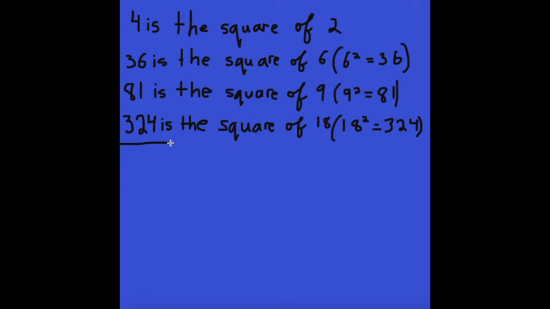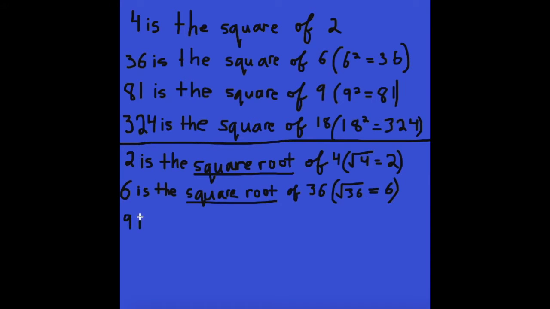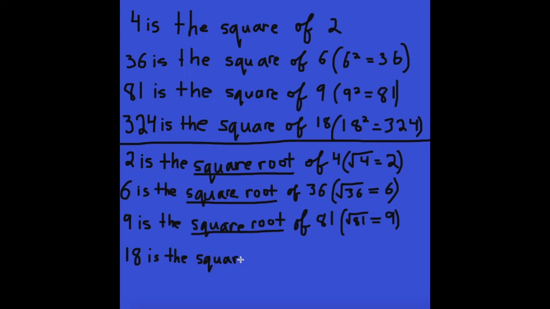However, the square root of a number is finding what number multiplied by itself equals that number. 2 is the square root of 4, since 2 times 2 equals 4. 6 is the square root of 36, since 6 times 6 equals 36. 9 is the square root of 81, since 9 times 9 equals 81. 18 is the square root of 324, since 18 times 18 equals 324.